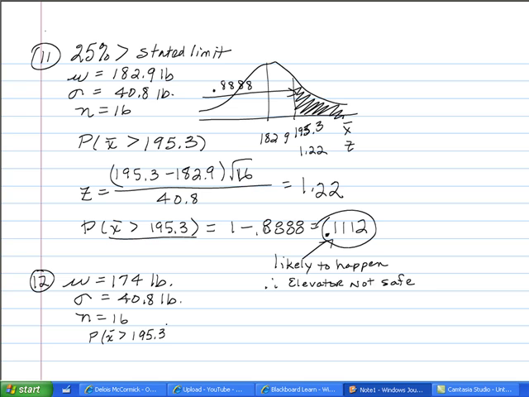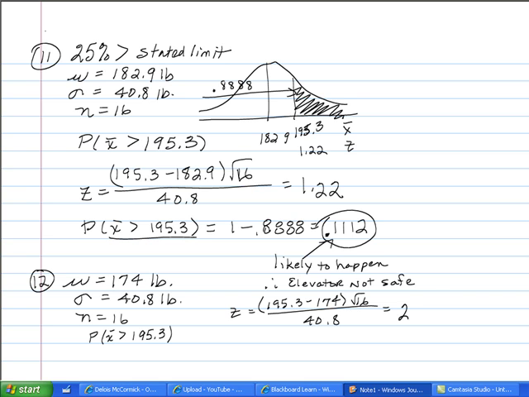So for this one, we'll get 0.9817. We want to take 1 minus 0.9817, so 0.0183. This time the probability is unlikely, so the elevator will be safe.